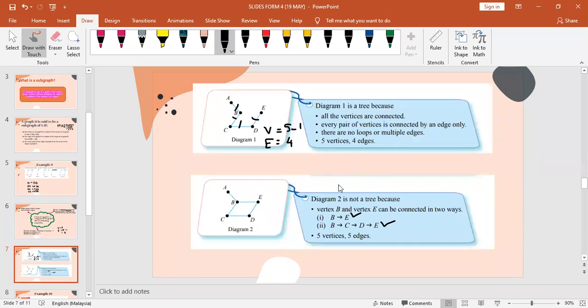Maksudnya, kalau BE ni only one edge, either this one or maybe the longer way. Dia tak boleh ada sambungan yang ni. And then, if we count the number of edges and vertices, we have 5 vertices and also 5 edges. Sedangkan dia punya syarat tadi, kalau that graph is a tree, it must have n vertices and then edges must be n minus 1. In this case, 5 vertices and 4 edges, like in diagram 1. Okay, do you understand? Yes, okay.